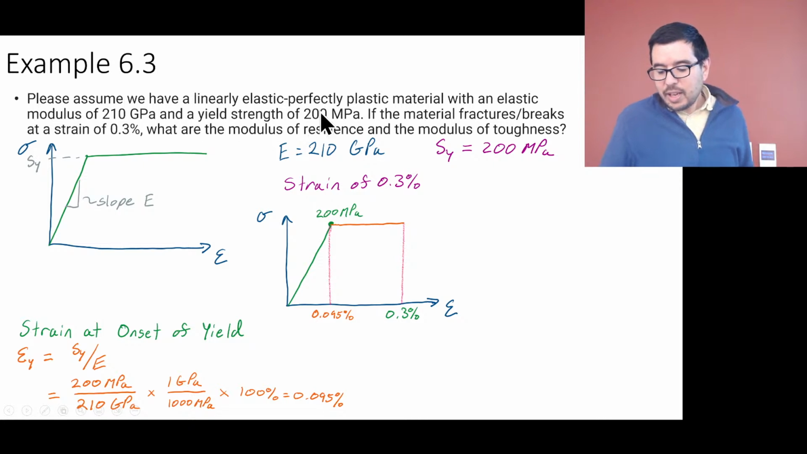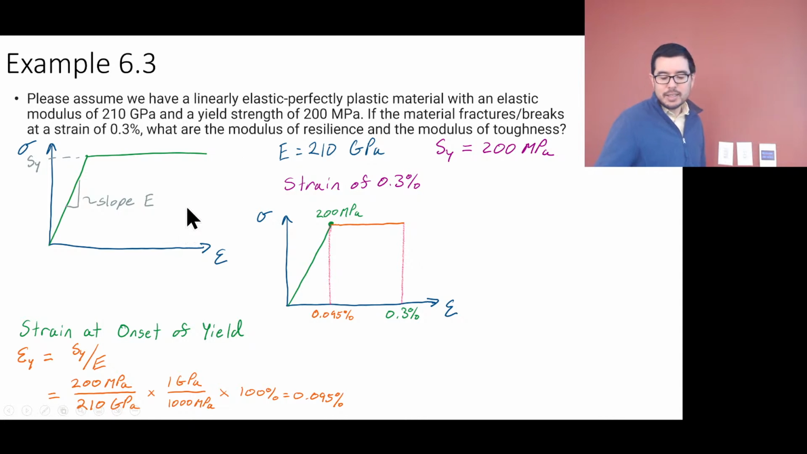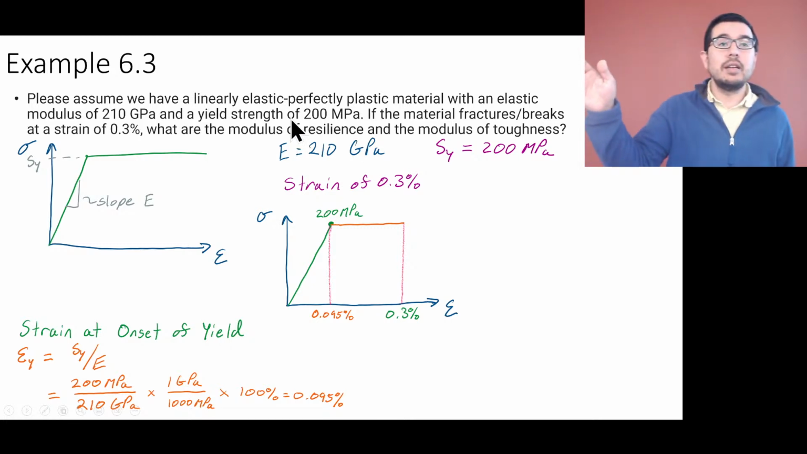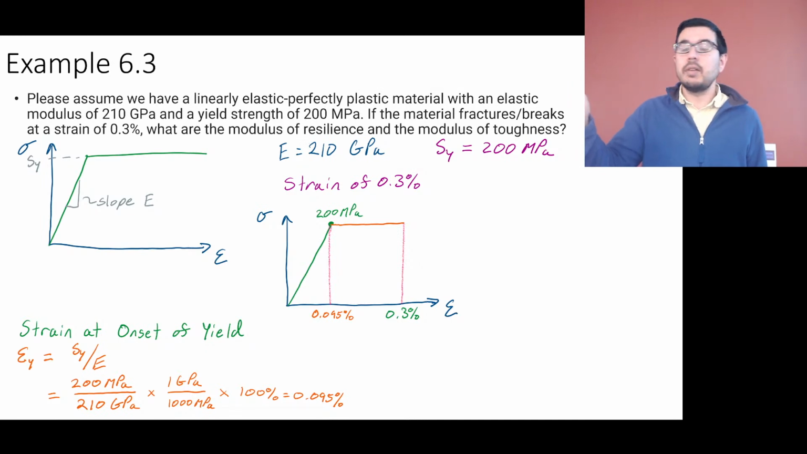Let's say we have a linear elastic, perfectly plastic material with an elastic modulus of 210 gigapascals and a yield strength of 200 megapascals. If the material fractures or breaks at a strain of 0.3%, what are the modulus of resilience and modulus of toughness? Almost exactly the same wording as what we used before, but now we want to know what happens when the material breaks at 0.3% in terms of the modulus of toughness, and what's the modulus of resilience. Obviously, the modulus of resilience does not depend on the strain of fracture.